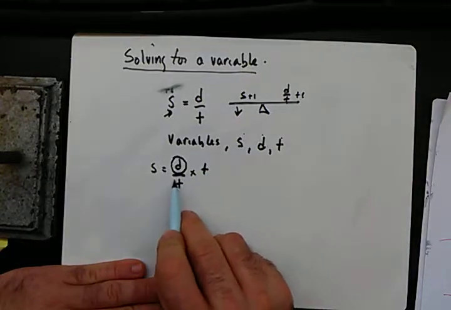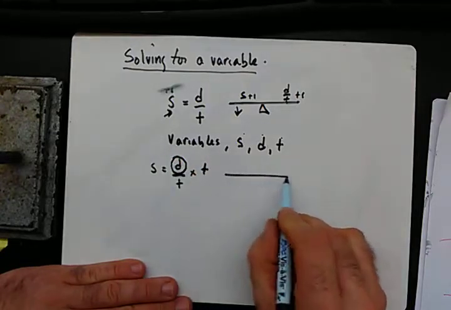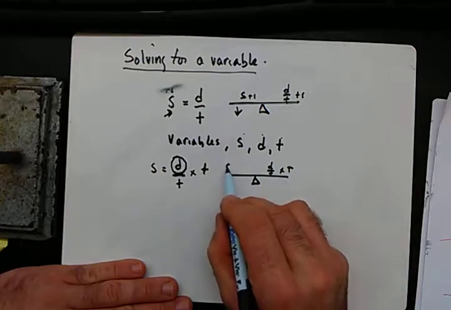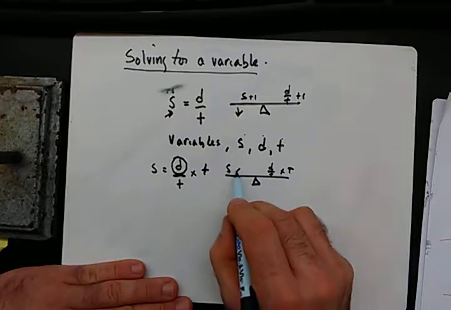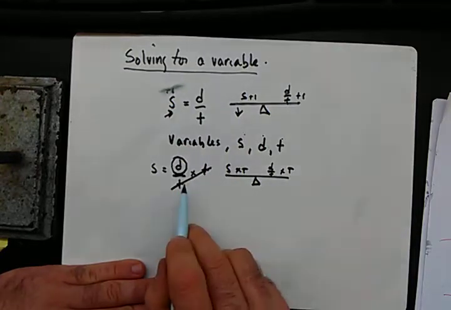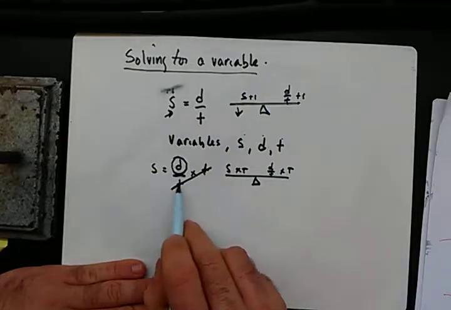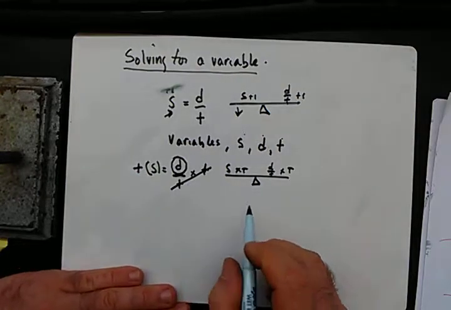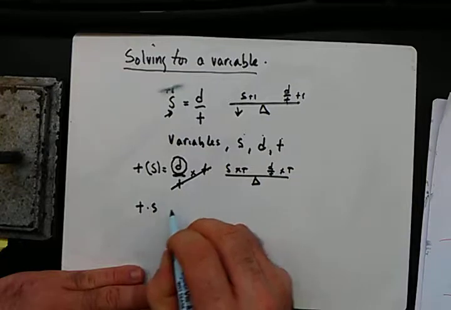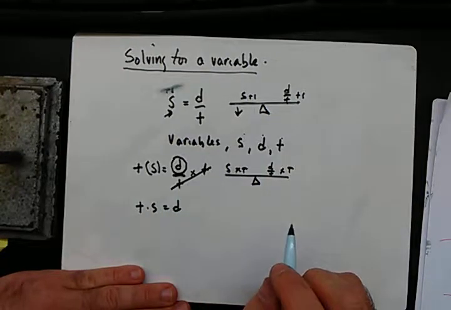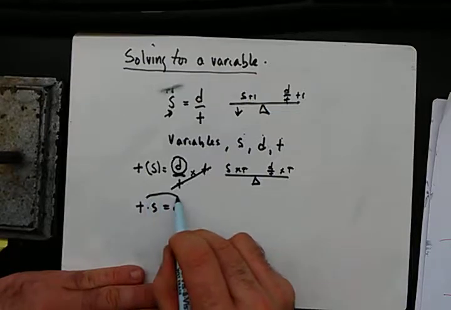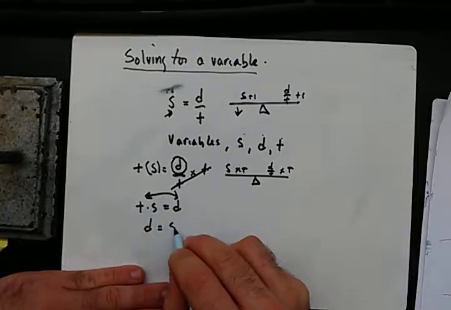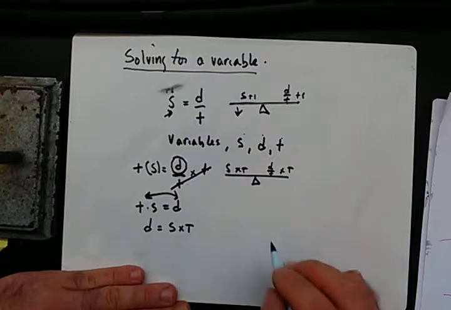So see how I multiplied this side by t? Now, if you think about it in terms of a seesaw, you've got to do it to the other side to balance the seesaw out. So by multiplying the right side by t, it cancels that out. And on the left side, we're left with t times s. So t times s equals d. We also know from math that we can flip these around and say that d equals s times t.